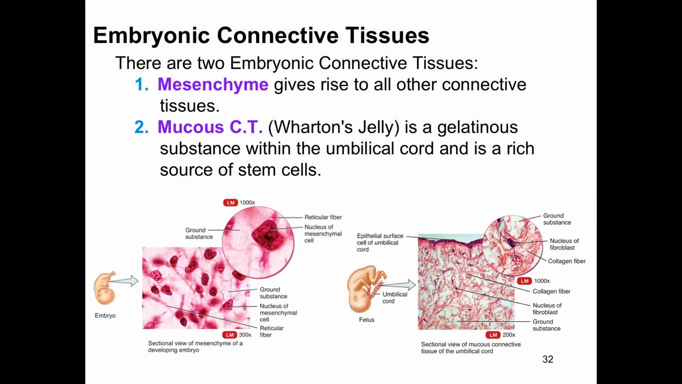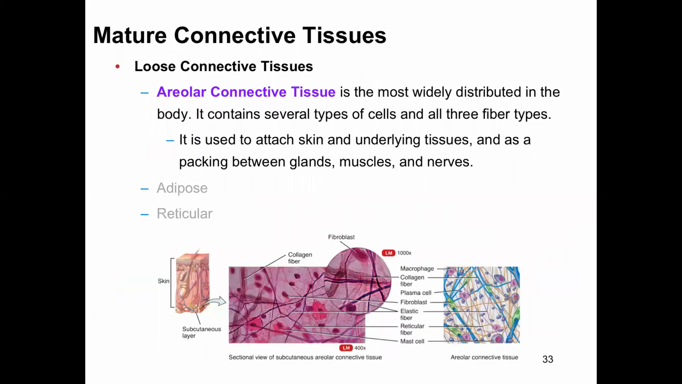Now, we also have this mucous connective tissue, but that's not actually found in the embryo. It's found in the umbilical cord. Sometimes it's called Wharton's jelly. And that's where all of those stem cells are. So if you have a baby and you bank the stem cells, that's where they're getting them from, that Wharton's jelly in the umbilical cord. So those are the embryonic connective tissues. Now, mostly, however, we're going to be talking about mature connective tissues.